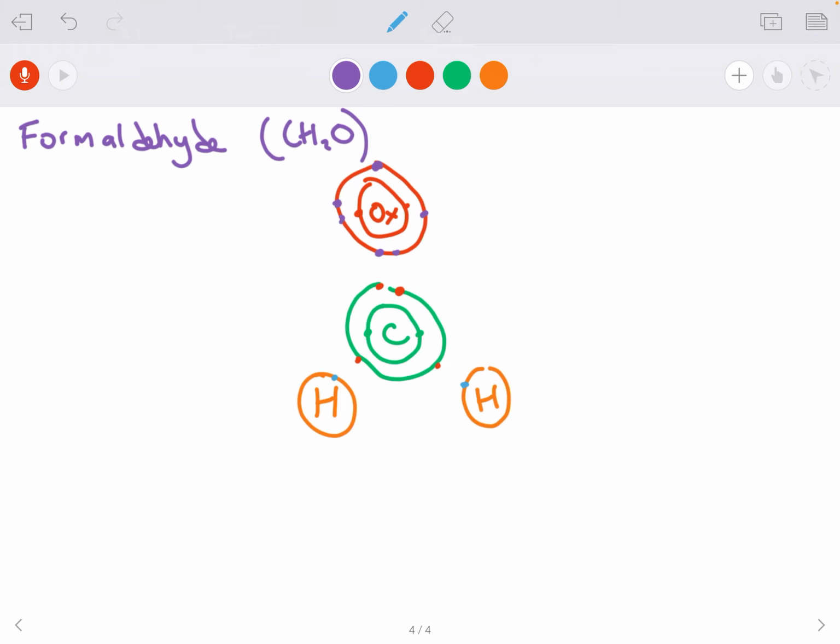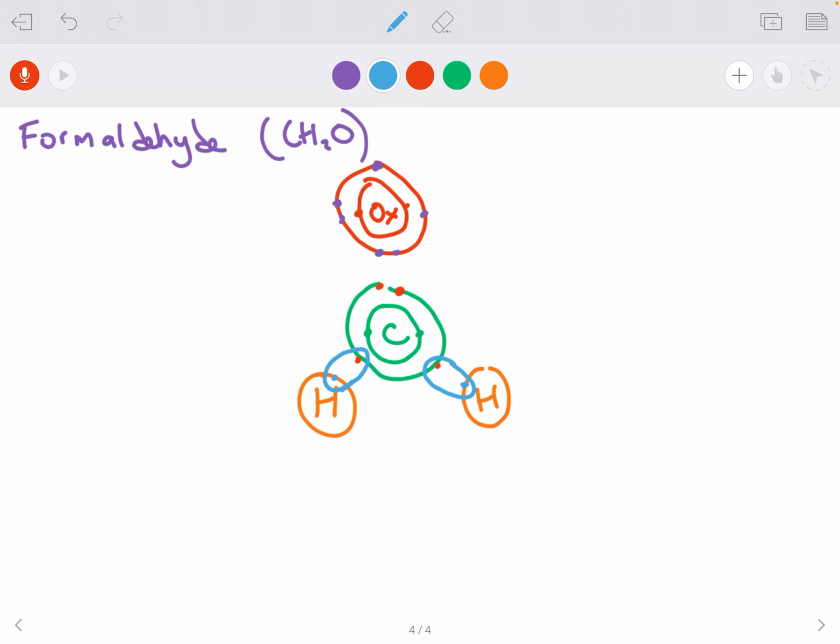All right, let's see if you can try to guess what's going to happen here. So we'll form a single bond when this hydrogen shares its electron with the carbon, and that carbon shares its valence electron with the hydrogen. That forms a single bond. Over here, we'll form a single bond as well.